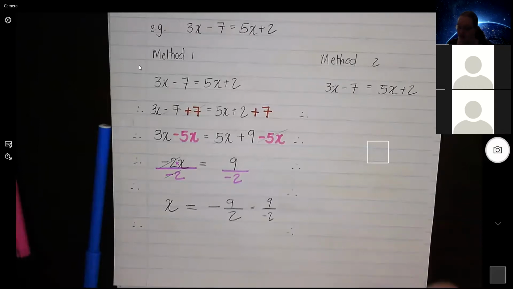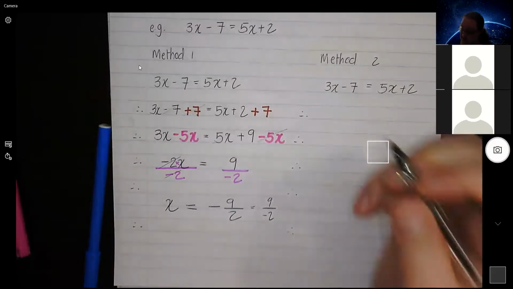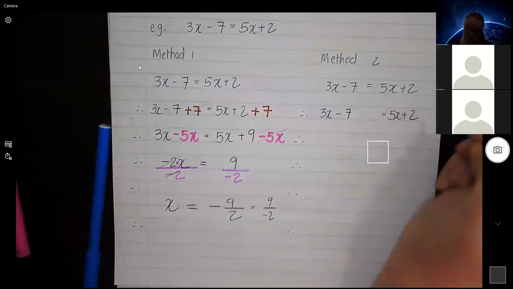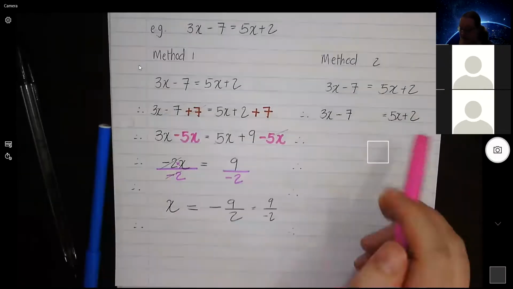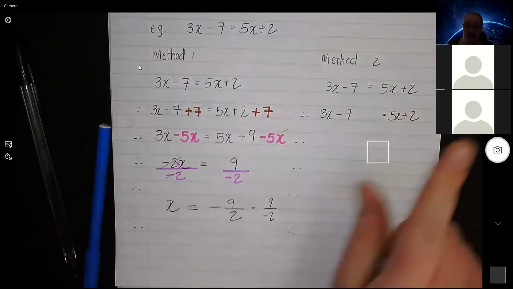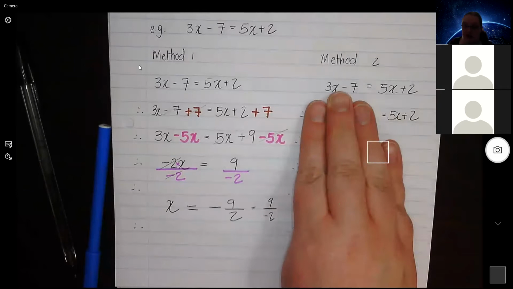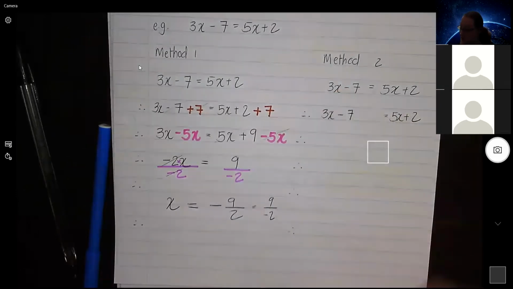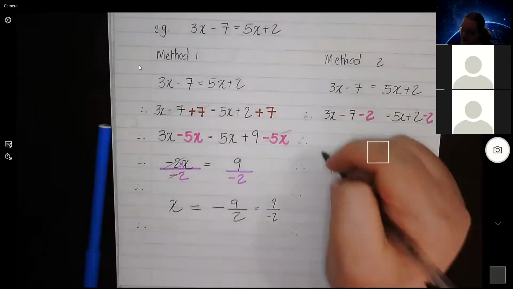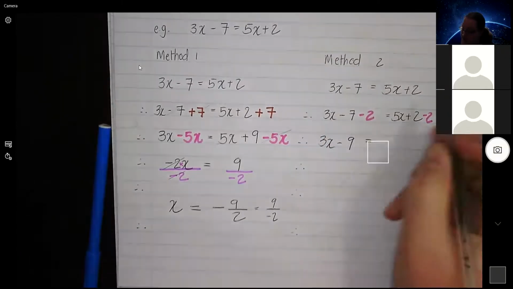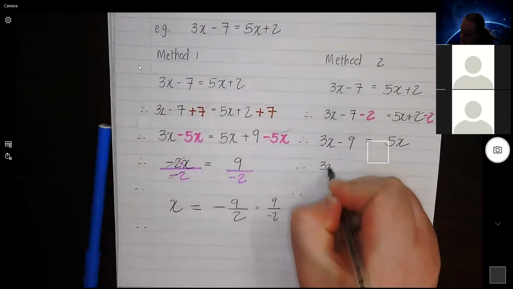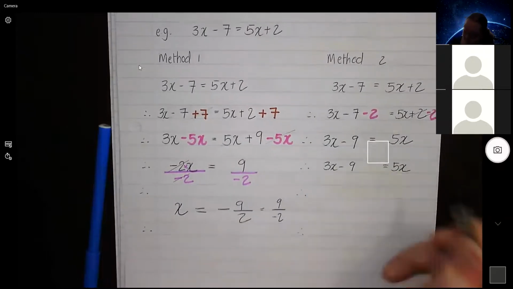Now, boys, this is actually the difficult way. This is the easier way. 3x minus 7 equal to 5x plus 2. Let's say I realized that the bigger x is on this side and it's going to make it easier to work on that side. So I want to get rid of the 2 instead, so that this side's x is alone. I'm going to say minus 2 and minus 2 on both sides. Now I have 3x minus 9 equal to 5x, because plus 2 and minus 2 cancel. So we have 3x minus 9 equal to 5x.